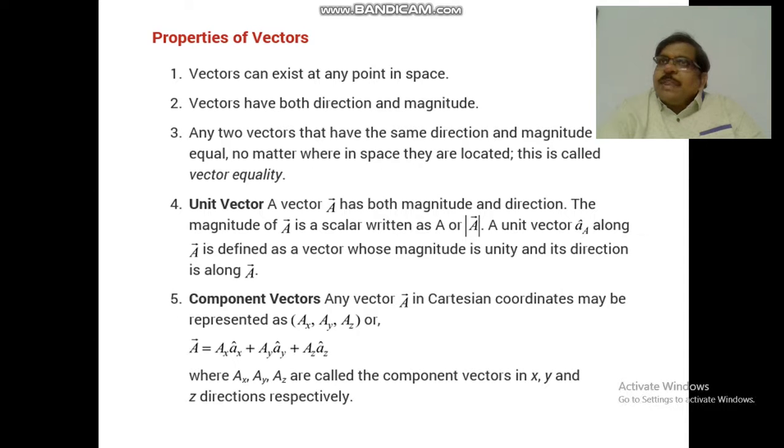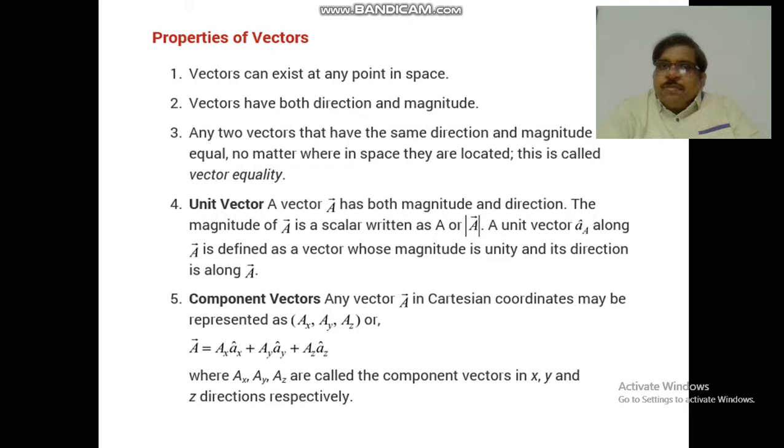What are the properties of vectors? Vectors can exist at any point in space, and vectors have both direction and magnitude. Two vectors that have the same direction and magnitude are equal, no matter where in space they are located. That is called vector equality. Unit vector is a very important definition. A vector a bar has both magnitude and direction. The magnitude of a bar is a scalar, written as a or mod of a bar.